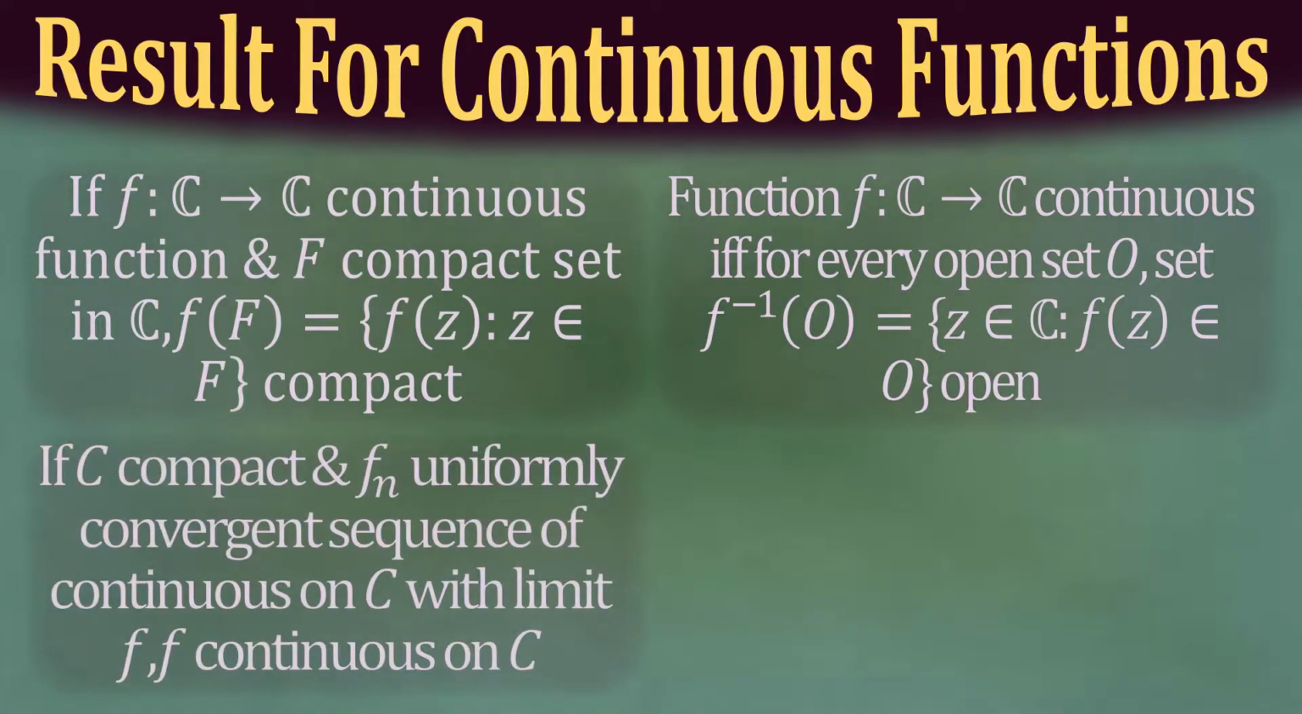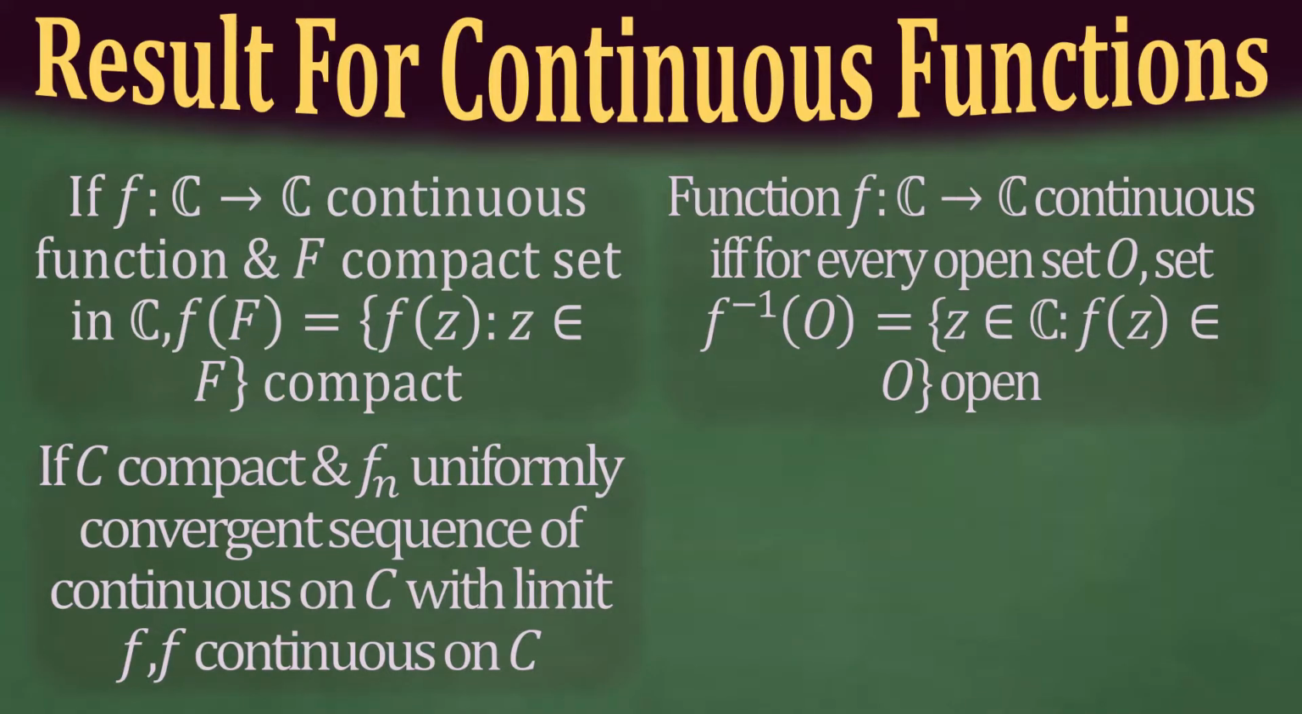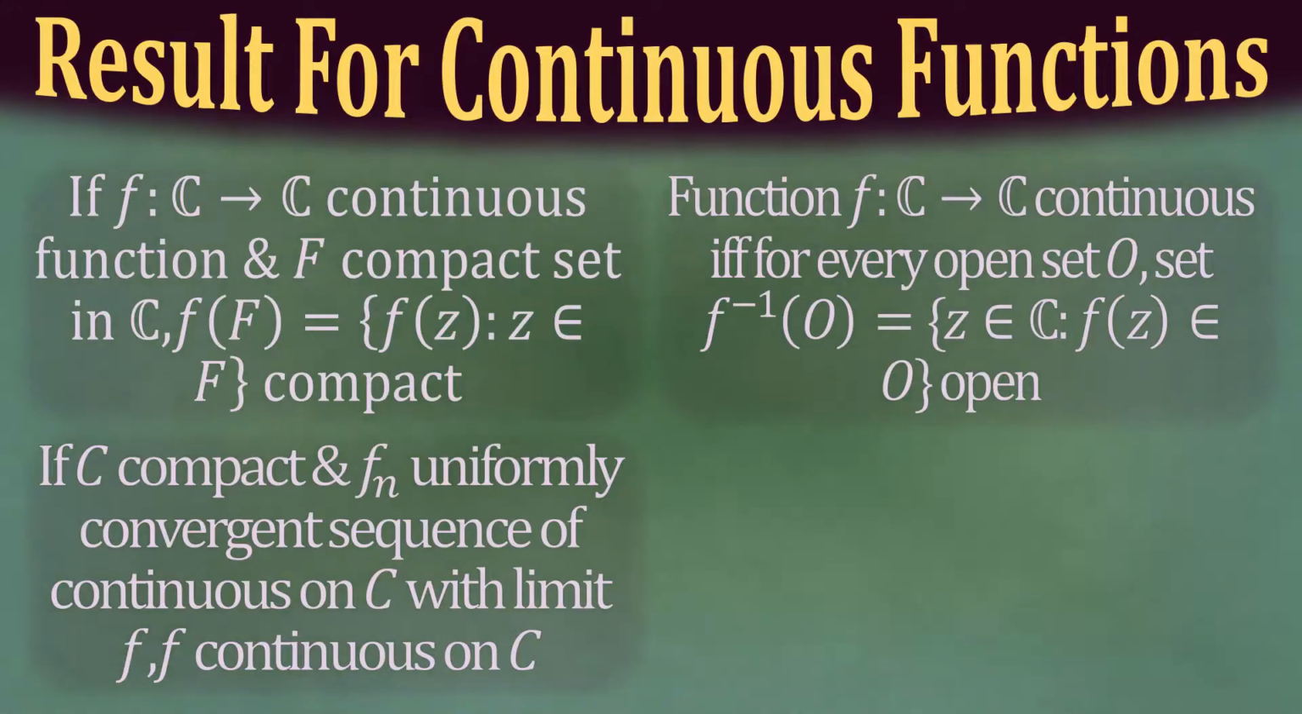If C is a compact set and f_n is a uniformly convergent sequence of continuous functions on C with limit f, then f is continuous on C.